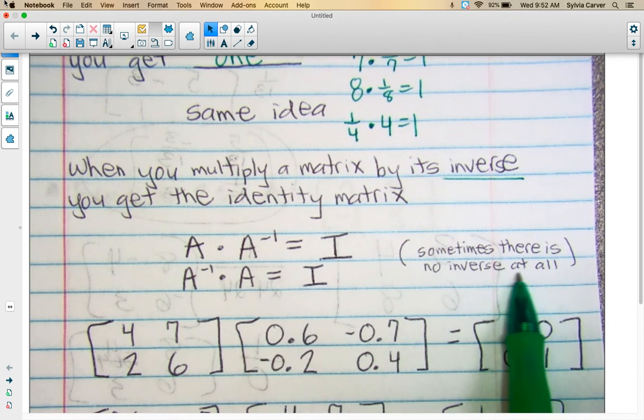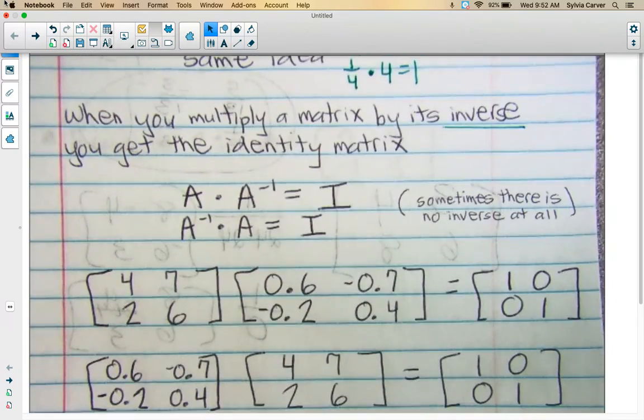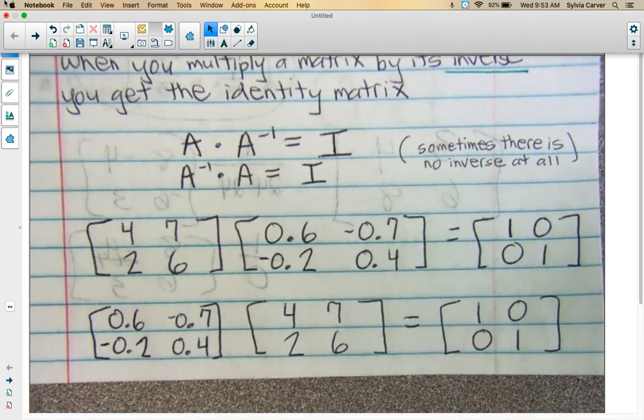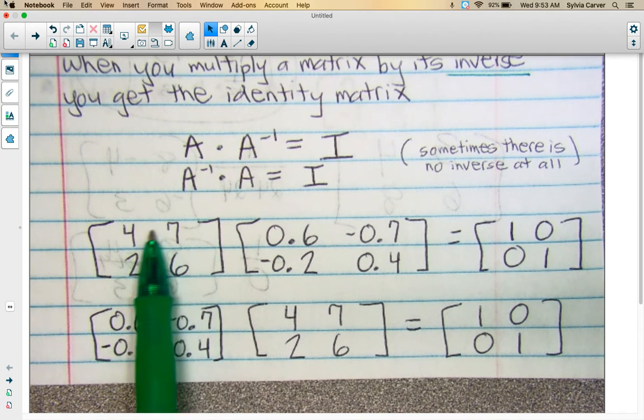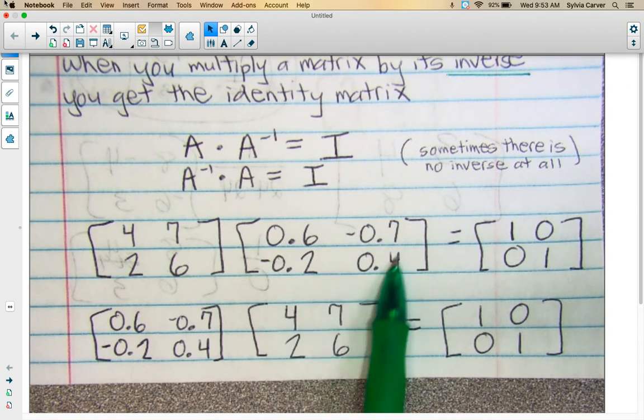Sometimes there is no inverse at all. As we go through the calculations in just a few minutes, you'll see why some matrices do not have an inverse. I have an example down here. This is our regular matrix A. This is just any matrix, and I've already found the inverse for it.